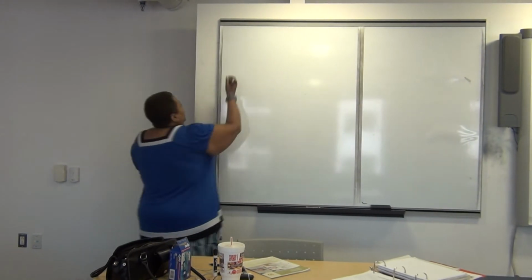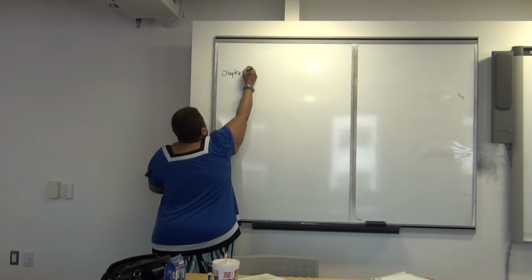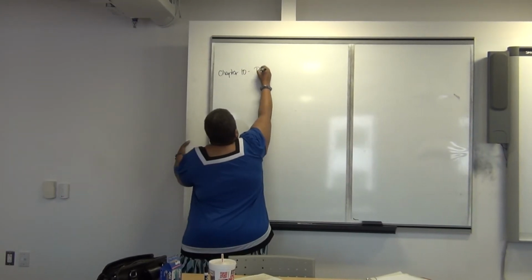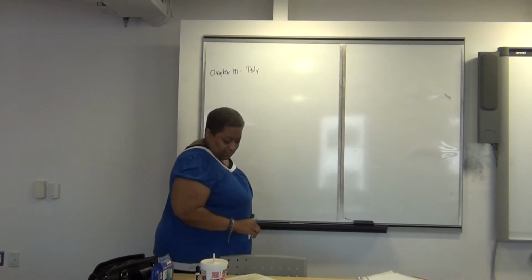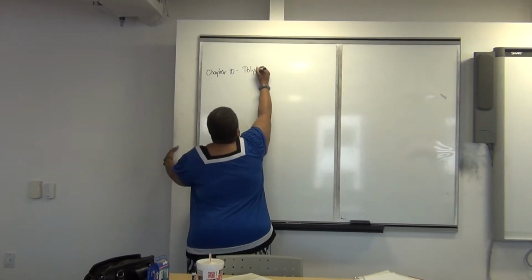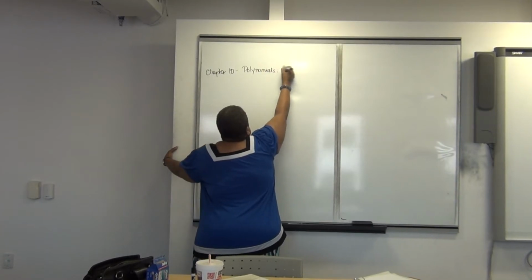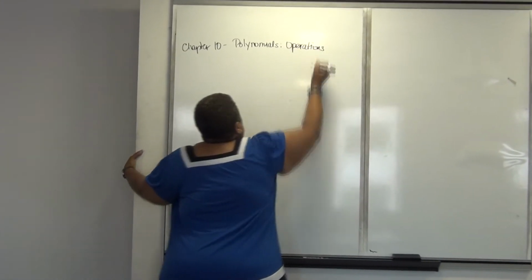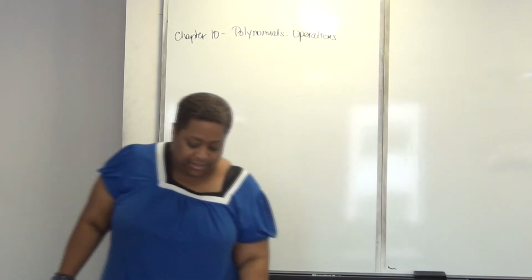This is chapter 10 for the intro algebra, and we're going to be talking about operations. We're going to be talking about polynomials and their operations: addition, subtraction, multiplication, and division.